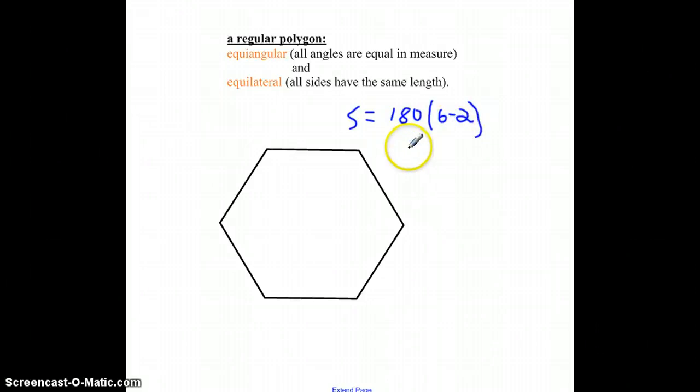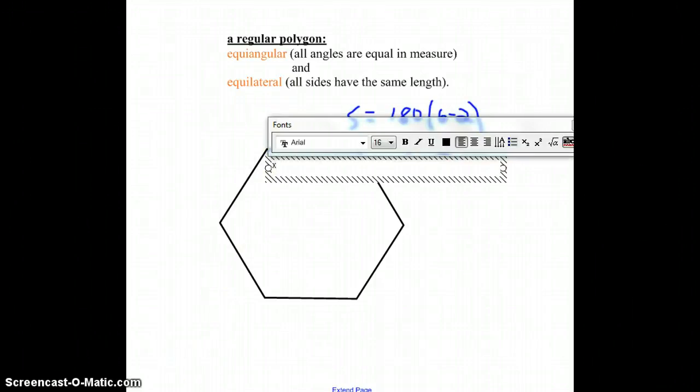So this is 4. 4 times 180 is going to be 720. Okay. So I know that all these sides have to total 720. Okay. But what if they want to know each side?